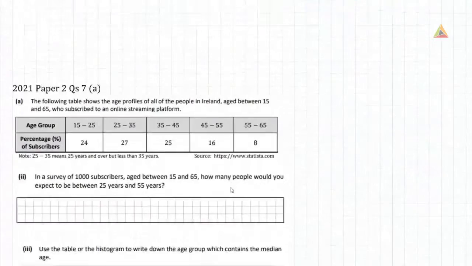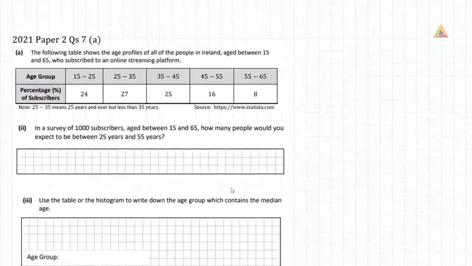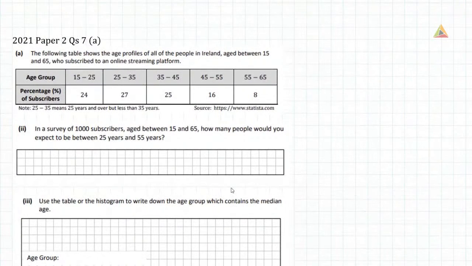The next question we're going to look at then is 2021 paper 2 question 7a, and in this question we also see that we have a grouped frequency table. So I can see again that we have age groups on the top, and this time our frequency is going to be a percentage. So remember, the bottom line here is going to be my frequency.